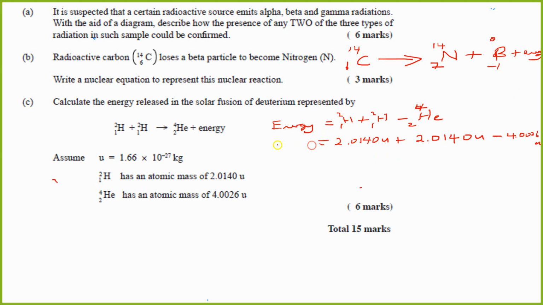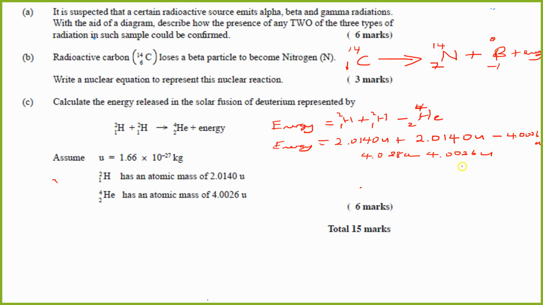So my energy is equal to all of this that we have just written. All I need to do is the mathematics. When I add up 2.0140 U to itself, I'm going to get 4.028. I'm now going to subtract 4.0025 U.